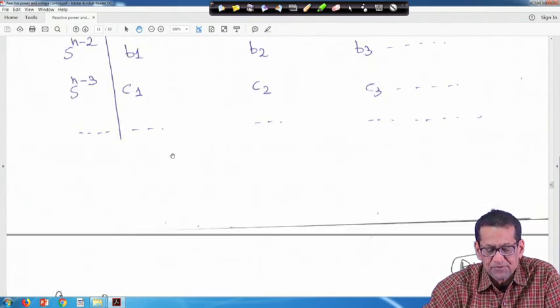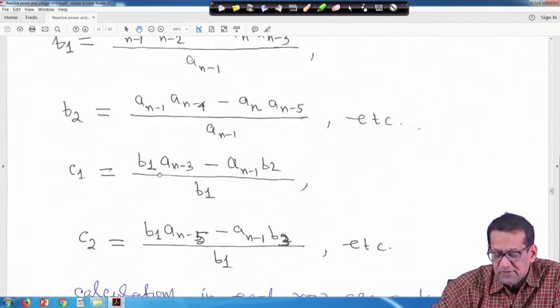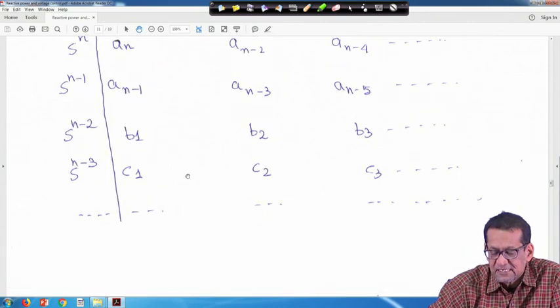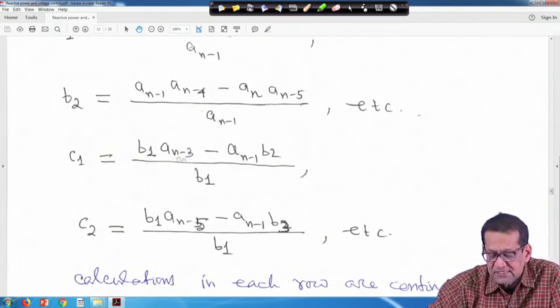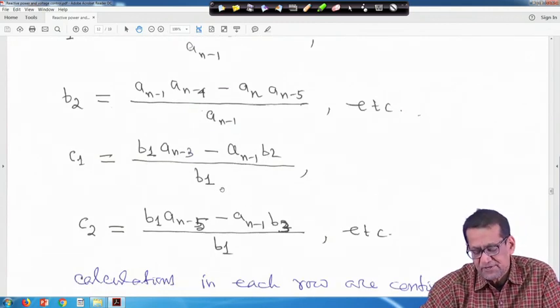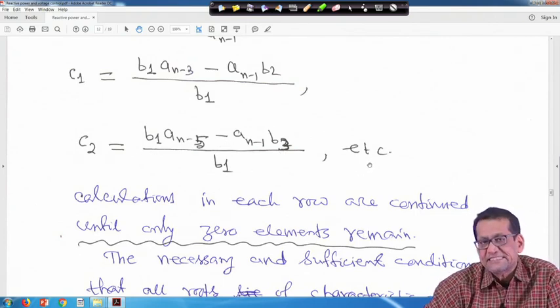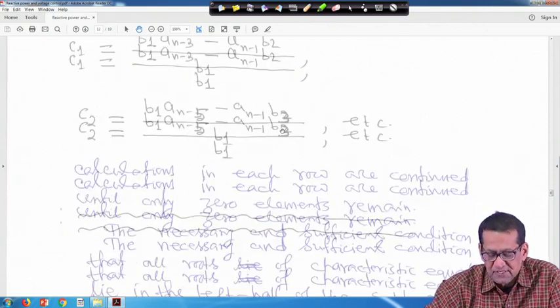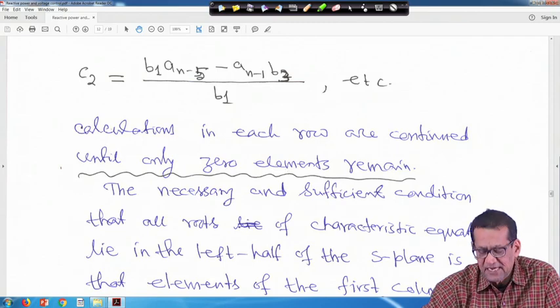Similarly, for the fourth row, that is c 1, c 2, you have to compute in the same way. c 1 will be b 1 into a n minus 3 minus b 2 into a n minus 1, divided by b 1. C 2 is equal to b 1 into a n minus 5 minus a n minus 1 into b 3, upon b 1, and so on. The calculations in each row are continued until only 0 elements remain.